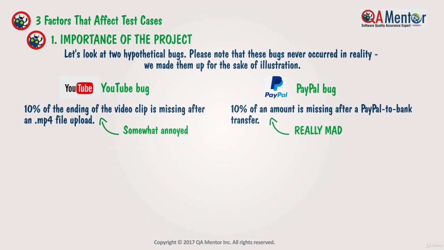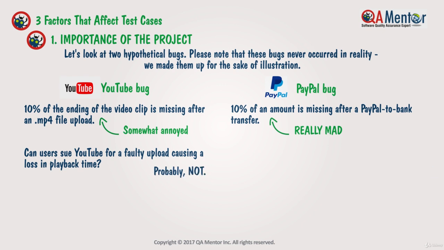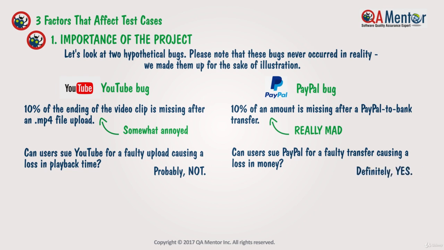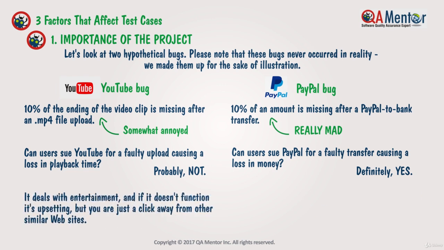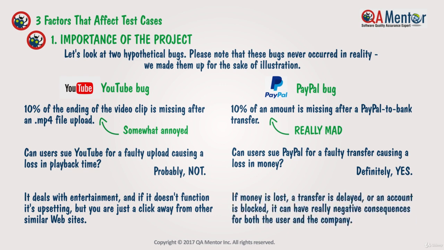Here is another perspective. Can users sue YouTube for a faulty upload causing a loss in playback time? Probably not. Can users sue PayPal for a faulty transfer causing a loss in money? Definitely yes. So, while YouTube is an amazing project, it deals with entertainment, and if it doesn't function, it's upsetting, but you're just a click away from other similar websites. It's totally different for PayPal, where people's finances are involved. If money is lost, a transfer is delayed, or an account is blocked, it can have really negative consequences for both the user and the company.